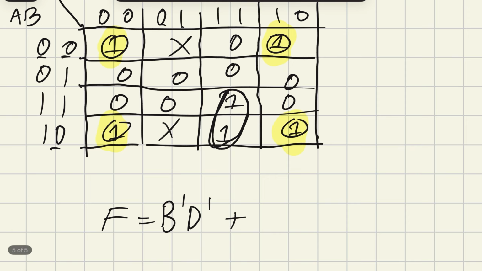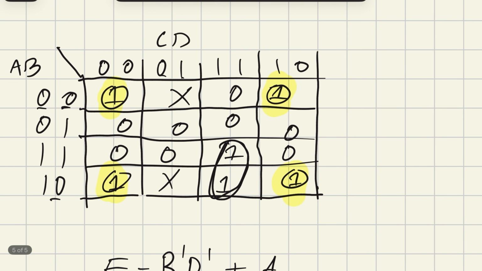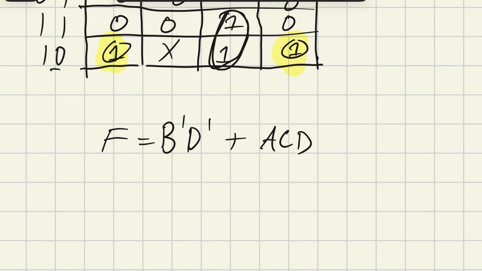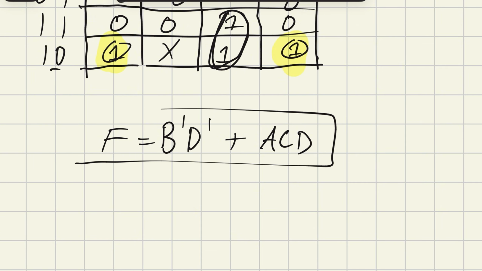Over here, we see that A is not changing, so we can put an A there. And then finally, we can look at the top. C and D is also not changing, so we can just put C and D over here and get our final simplified answer in sum of products form for this function.